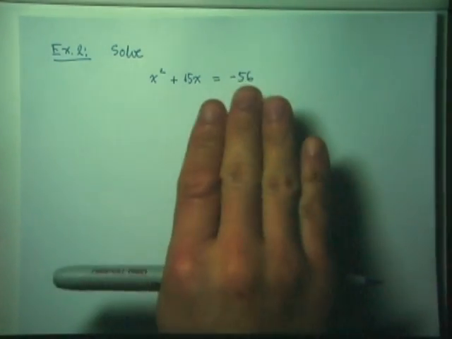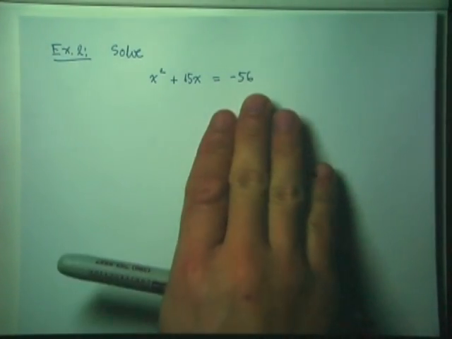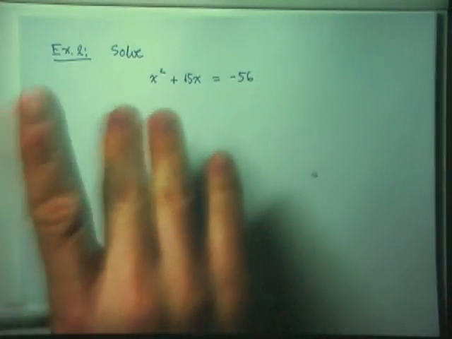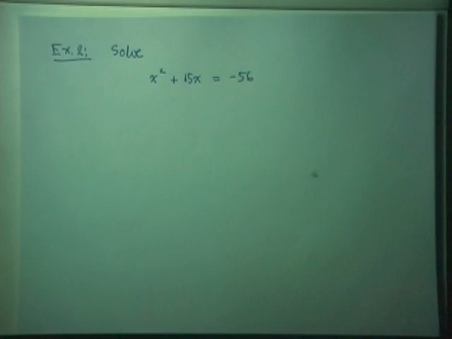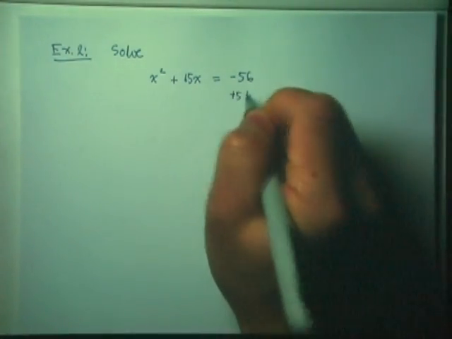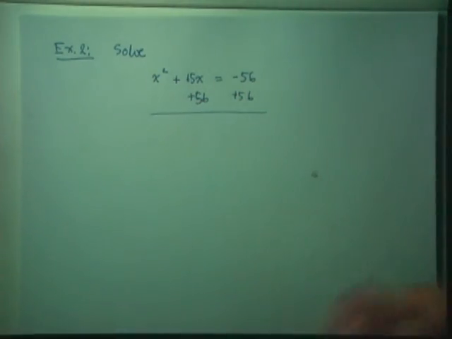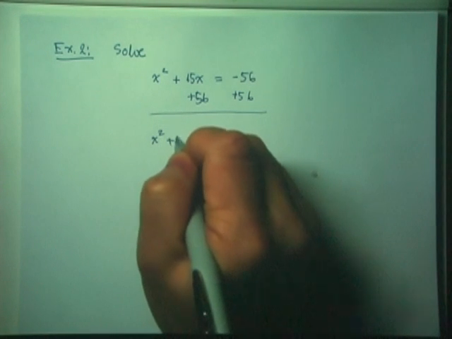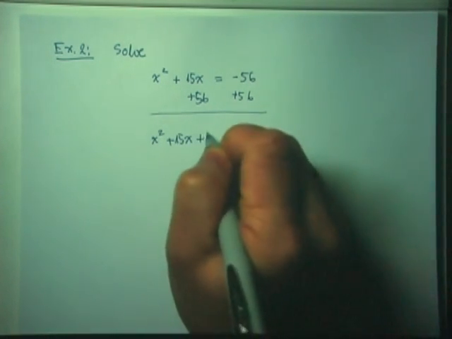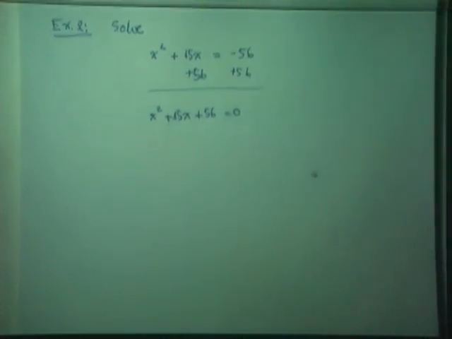So what I need to do is bring all terms to one side. I decide to bring my negative 56 to the left-hand side, though you have your own choice to bring all the terms to one particular side. But we need to leave a 0 on the opposite side. So I can add 56 to both sides, and that brings my equation to x squared plus 15x plus 56 equals 0. Now I am ready to proceed to factoring.